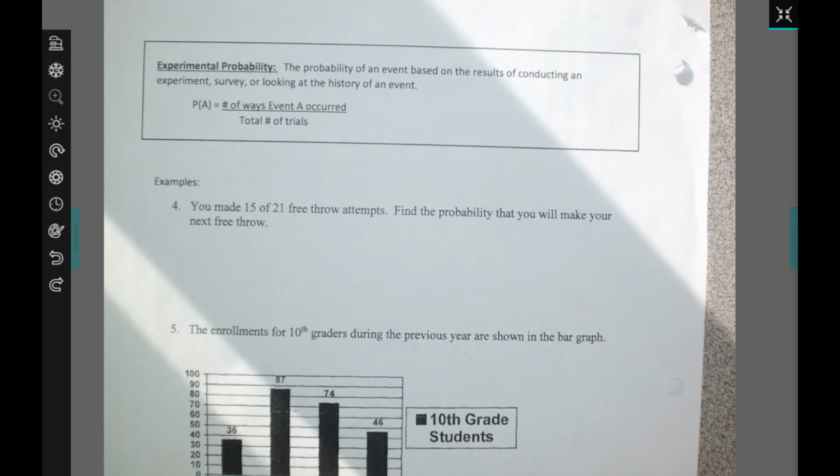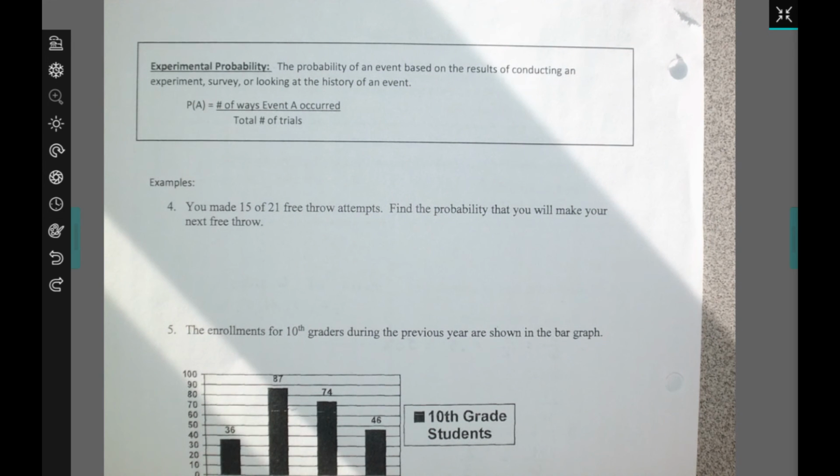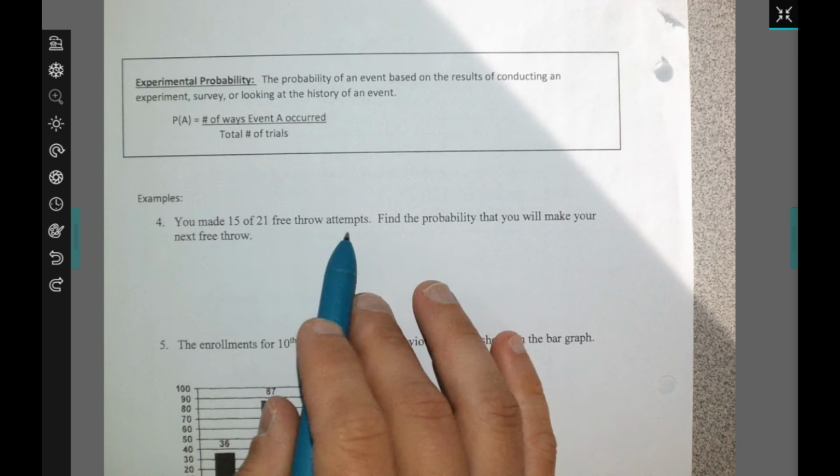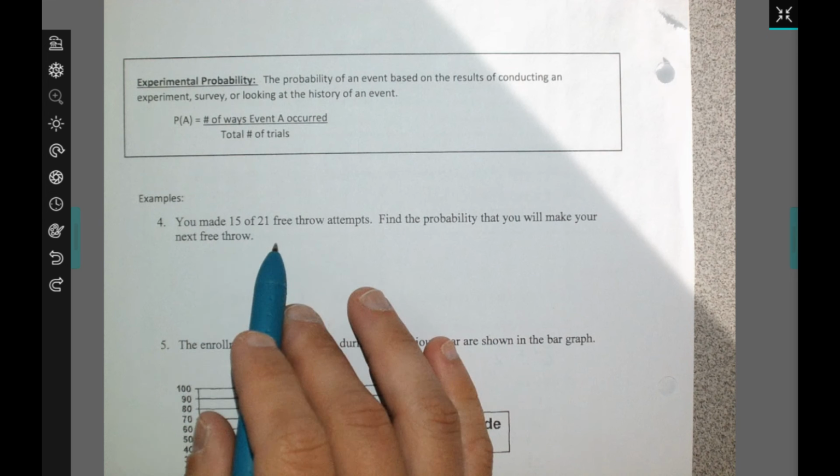All right, experimental probability is going to be where they give you an experiment or they give you data and they just want to know, okay, what is the probability of an event occurring? So I'm going to do one of these. They tell you that you made 15 of 21 free throws. They want you to find the probability you make the next one.